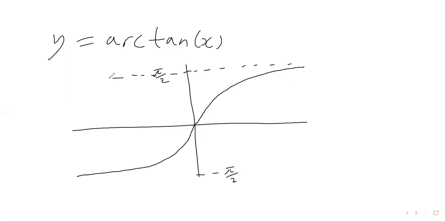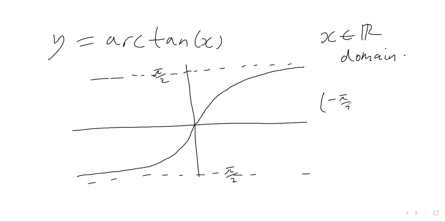So we can clearly see that the range is between minus pi over 2 and pi over 2, and the domain is all real numbers. So x is defined for all real numbers. So that's our domain. And our range is, as we just said, minus pi over 2 up to pi over 2.